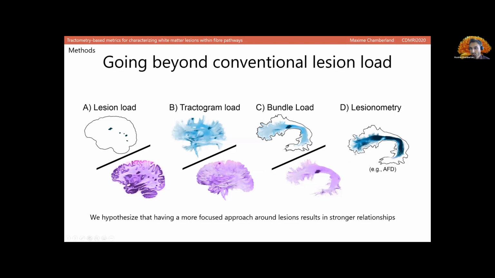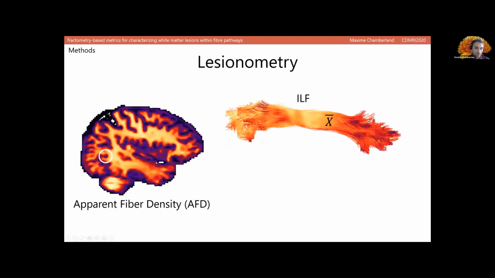And finally, the last proposed metric is the lesionometry approach. And again, for that, I have a slide. So the most common way to apply, for example, tractometry in diffusion MRI is you have a certain metric, let's say here AFD, and you have a bundle of interest, and then you can map this metric onto the bundle and either apply along tract profiling or simply take the average of that tract, but you end up with a specific value attached to that bundle.